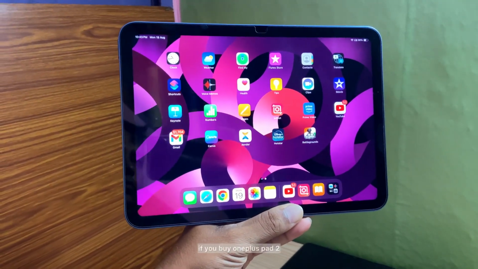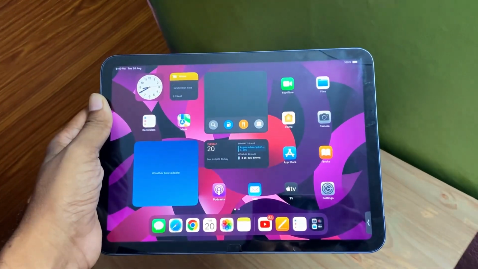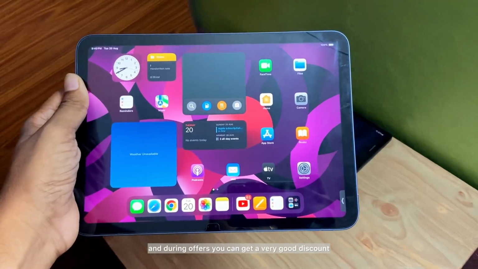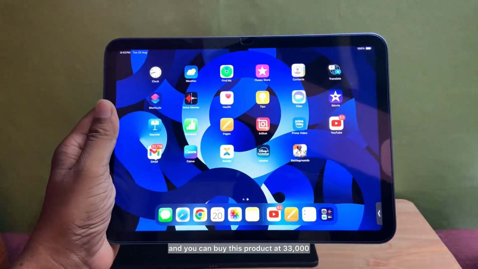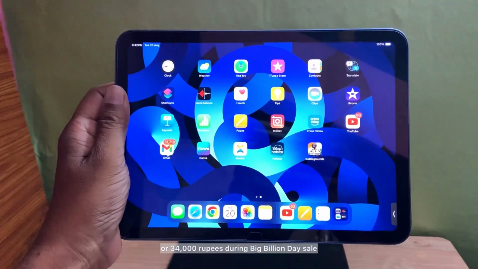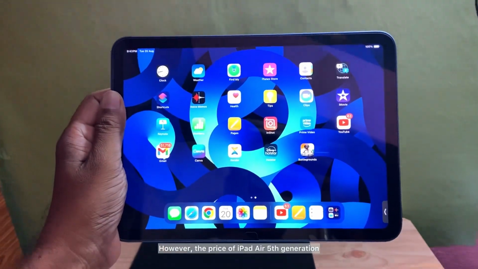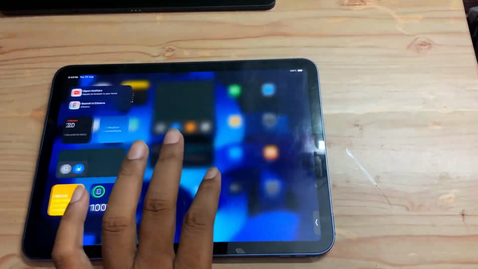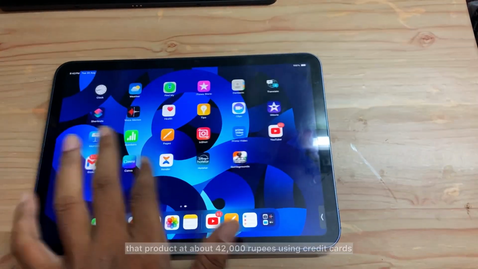On the other hand, if you buy OnePlus Pad 2, you will get 256GB at 38,000 rupees, and during offers you can get a very good discount and you can buy this product at 33,000 or 34,000 rupees during Big Billion Days sale. However, the price of iPad Air 5th generation will also decrease and you can buy that product at about 42,000 rupees using credit cards.